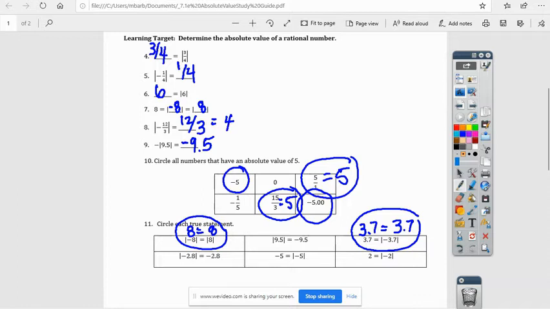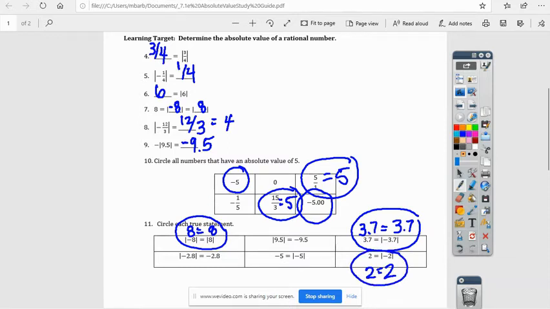Negative 5 equals the absolute value of negative 5. We know that that's not true, because then it will be negative 5 equals 5. And that's not a true statement, so we're not going to circle that one. And then 2 equals negative, absolute value of negative 2. We know that that will be 2, and that's right, and that's a true statement, so we will circle that.